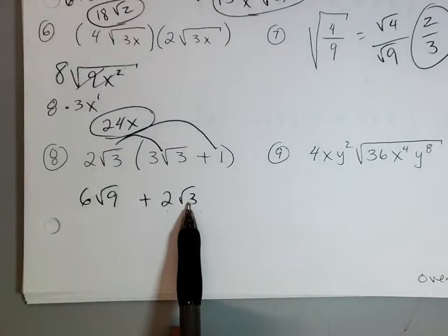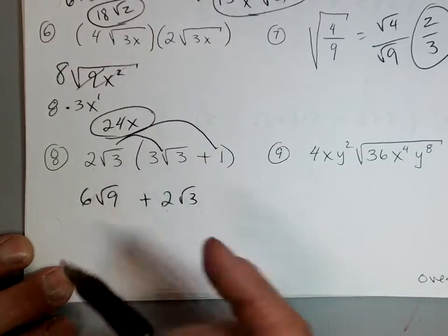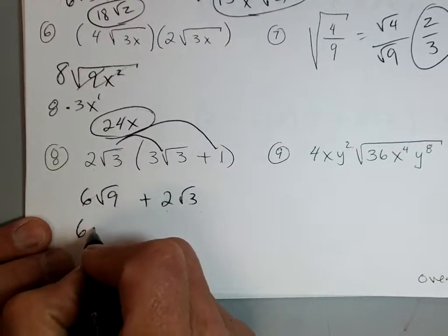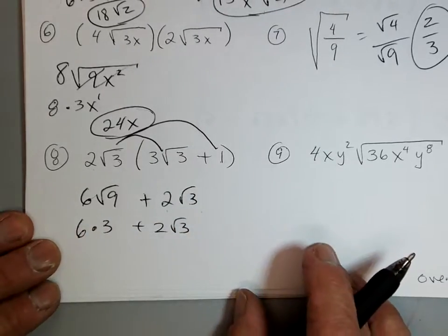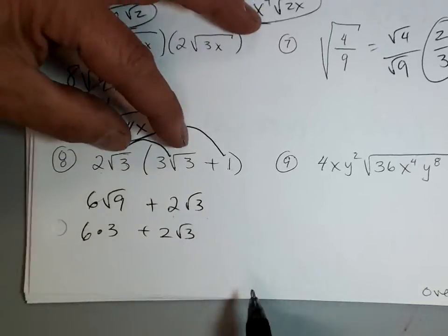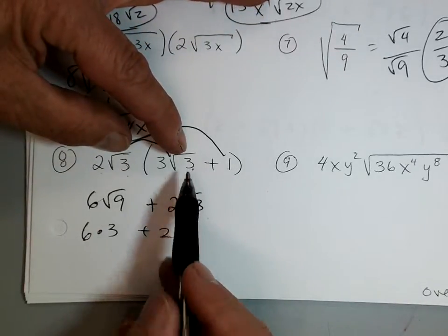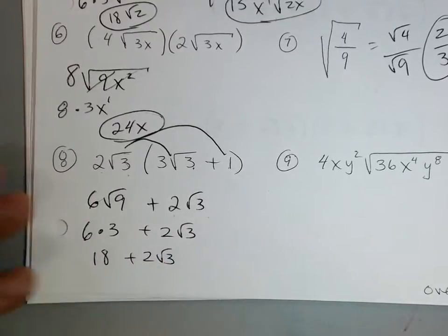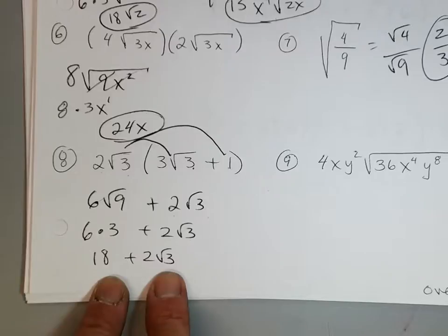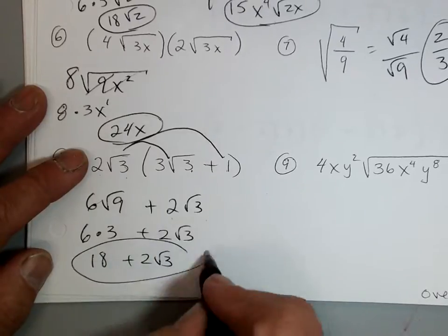Now, I can do a little bit more. I can take the square root of 9, can't I? So I can go 6 times 3 plus 2 square roots of 3. I got the 9 from the square root of 3 times square root of 3. And 6 times 3 is 18 plus 2 square roots of 3. Now, they're just like x's. If they're not the same, you cannot add them. So we're done. You can multiply things, but you can't add them unless they're the same. Don't add those two.